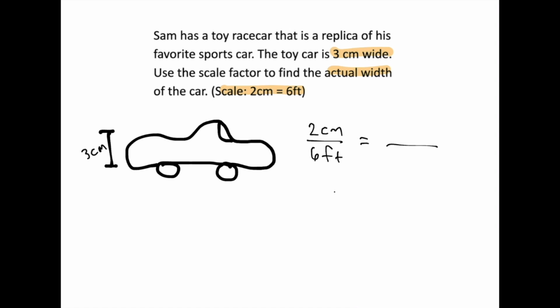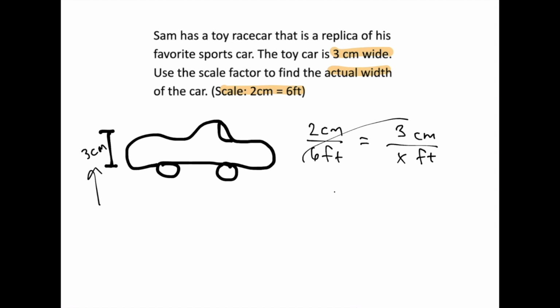Since we have centimeters in the numerator for our scale, we need to have centimeters in the numerator on the other side of our proportion. And we have feet in the denominator, so we need to have feet in the denominator on the other side as well. Now we can plug in what we know. We know that we have 3 centimeters, so that's going to go in the numerator. We're looking for the actual length, which will be in feet.